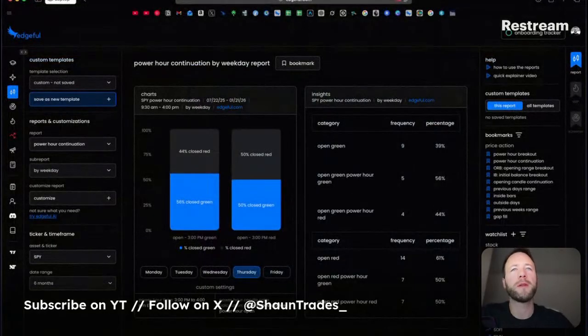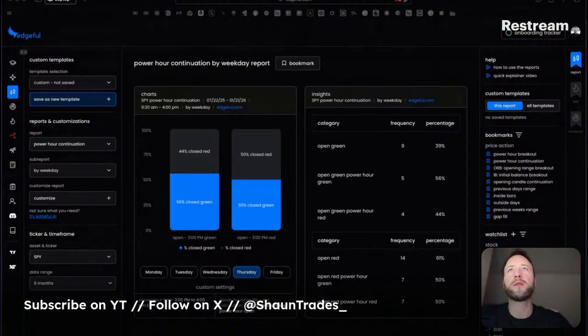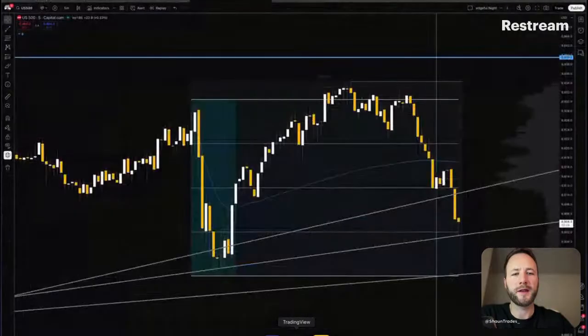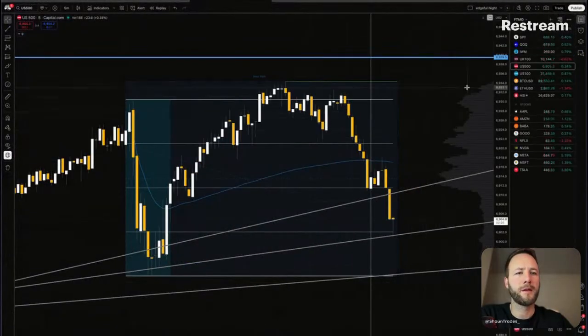That's the Edge4 platform. Today we're going to be using the Edge4 platform as we normally do. My strategy is the power hour breakout strategy that I use. So let's go ahead and cycle through the stocks first before we look at the data, to see if there's anything near the highs or the lows of the day.